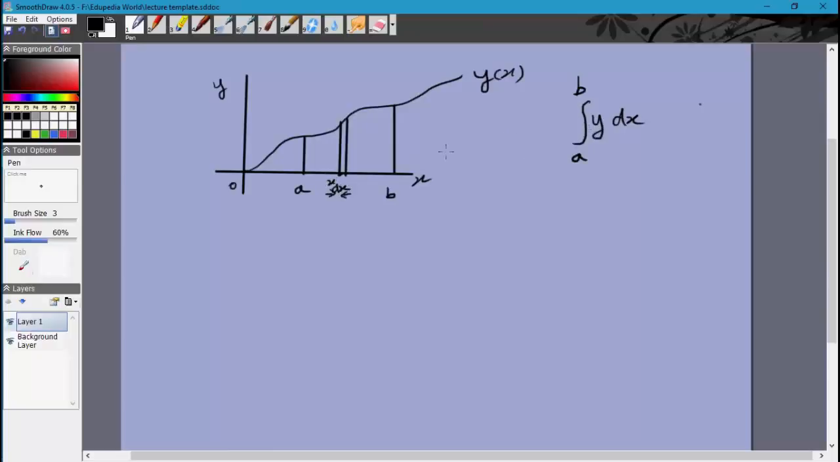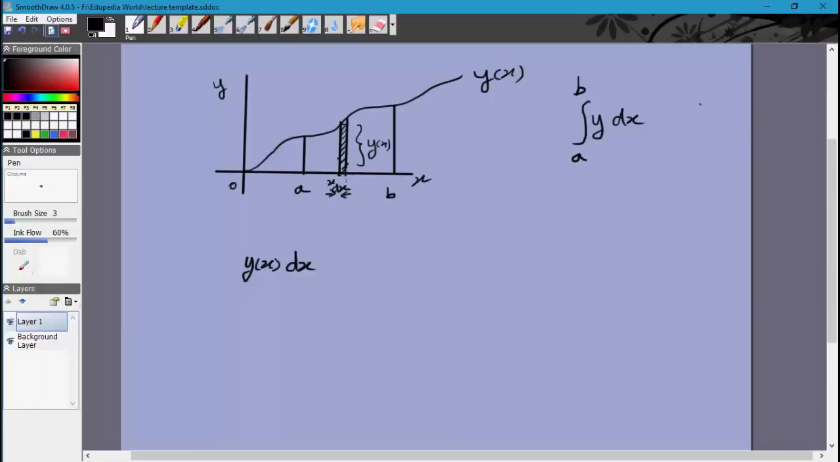Now dx we know is a very small quantity. That means this thickness would be very small. Now this is dx. If we assume dx is very small, we can assume that the height at these two places is almost the same, and that height would be y of x, where x is this value, right? So this is x. At this point, this vertical length would be the value of y at x. Now what is y of x into dx? That is the area of this rectangle, right? Y of x into dx.